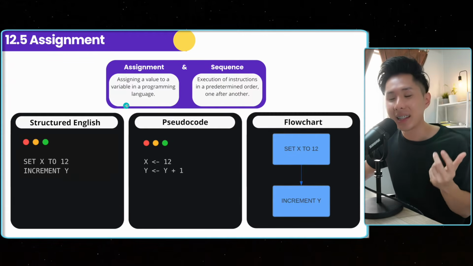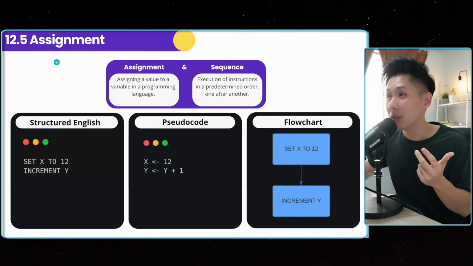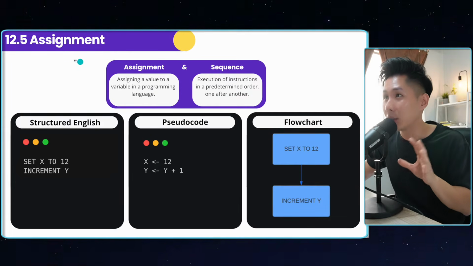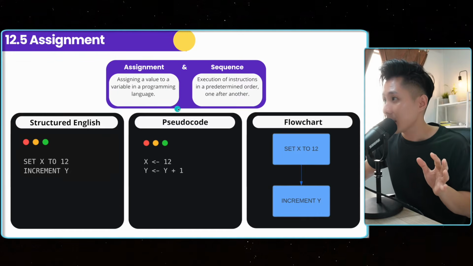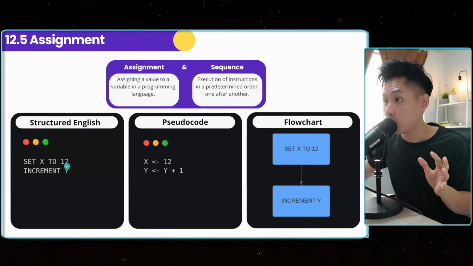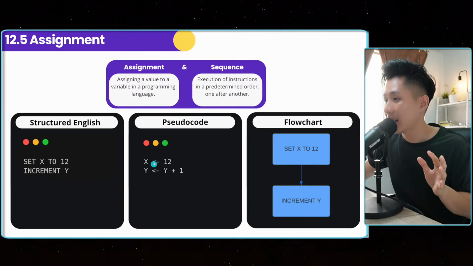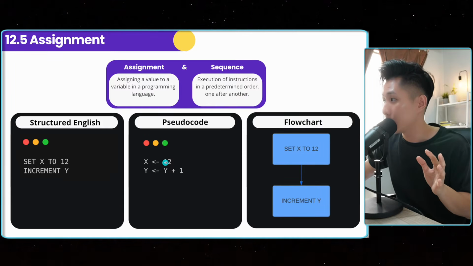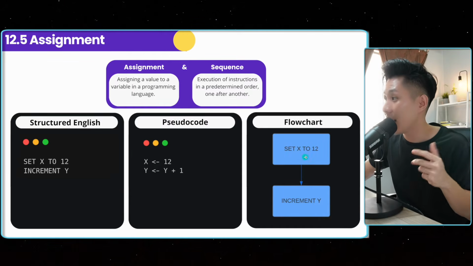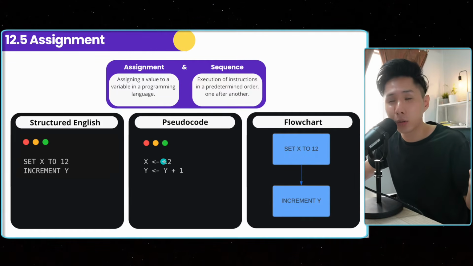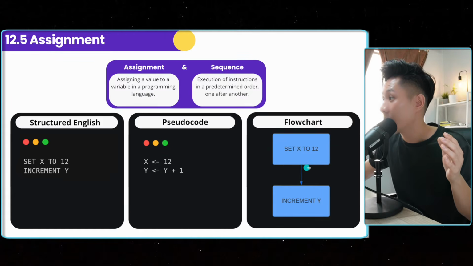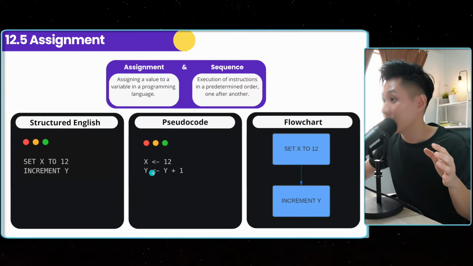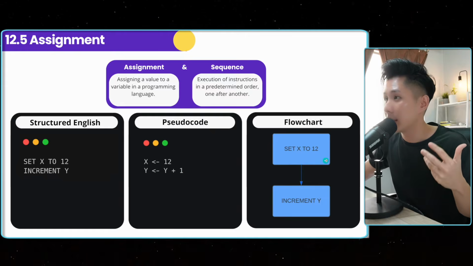And once you understand the concept of variable, you can assign a value to a variable. That's what we call assignment, assigning a value to a variable. For example, if you want to set x to 12, you can just do x arrow 12 in pseudocode. And in a flowchart, just use a rectangle and write down set x to 12, or you can write x arrow 12 as well. Both are correct. And of course, you can also increment the value like that: y equal to y plus 1, which I will talk about in a while.